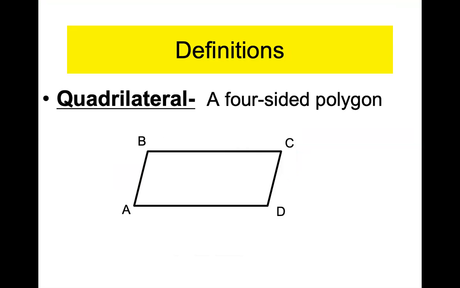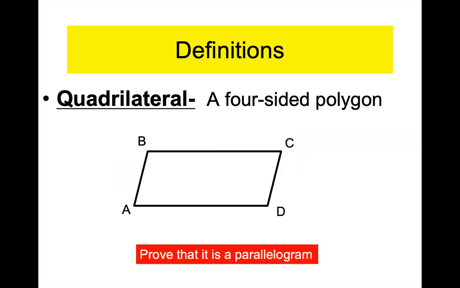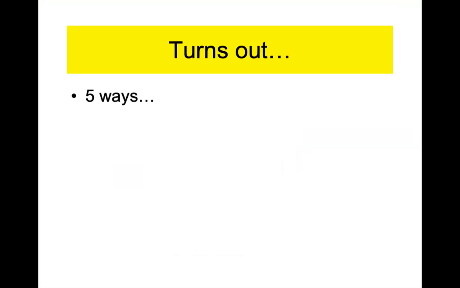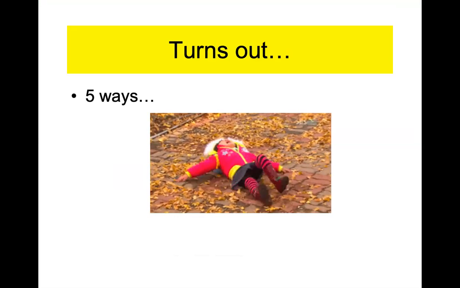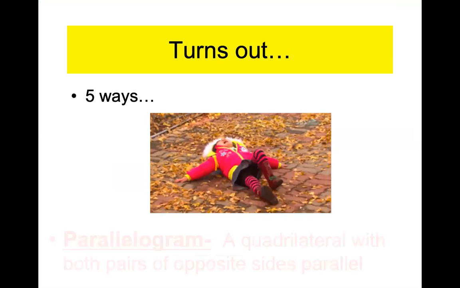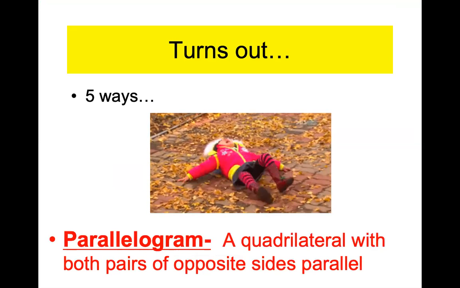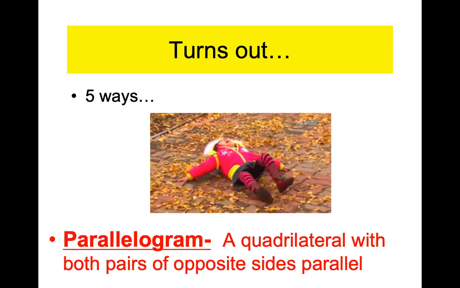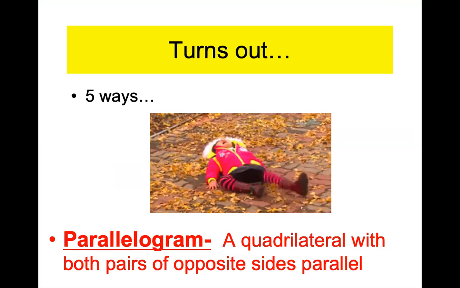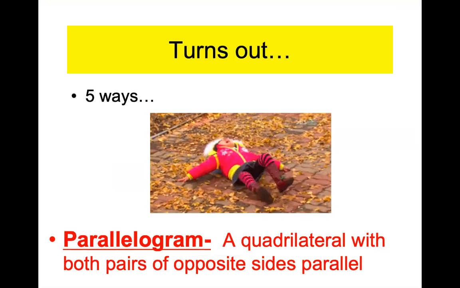I'm going to give you a quadrilateral, and you're going to prove that it's a parallelogram. So it turns out there are 5 ways of doing it. So it turns out we can go by the definition, but if we go by the definition, what do we have to show? That opposite sides are parallel. There's a lot of work there.